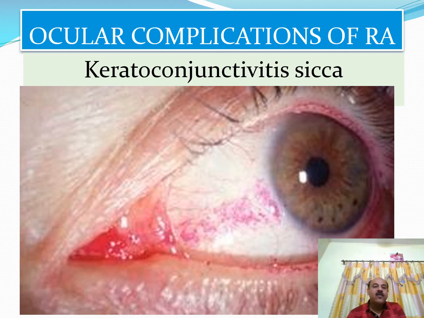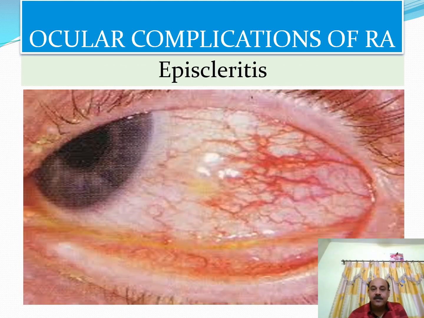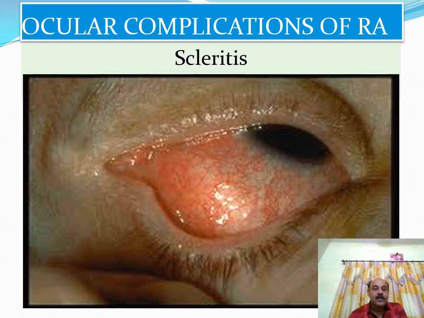Ocular complications of RA are also not very uncommon, especially when the patient is having seropositive RA. These complications can be seen, like this picture is showing keratoconjunctivitis sicca, where the eye becomes quite dry. This picture is showing the features of episcleritis. Here you can see the scleritis.